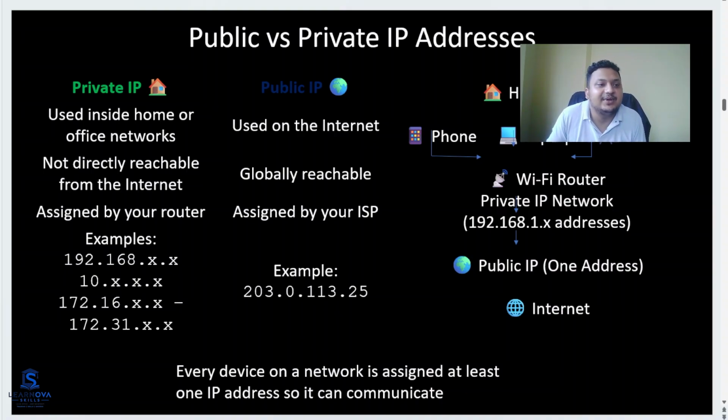Then we have the public IP addresses. The public IP is used for communication with the wider internet. So, a simplified example: inside my home, my laptop might have a private IP. My router has a public-facing IP. The internet communicates with my network through the public side. The distinction between private and public IP addresses is very important when we start learning networking and security.